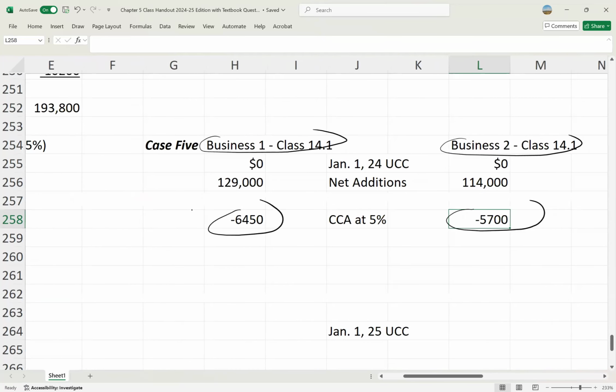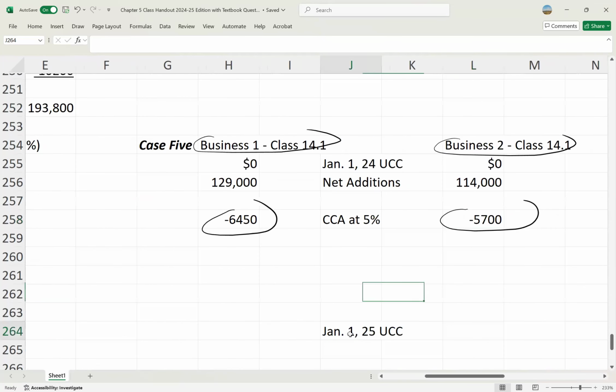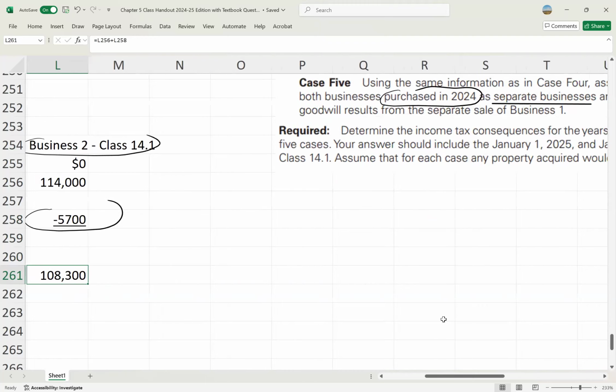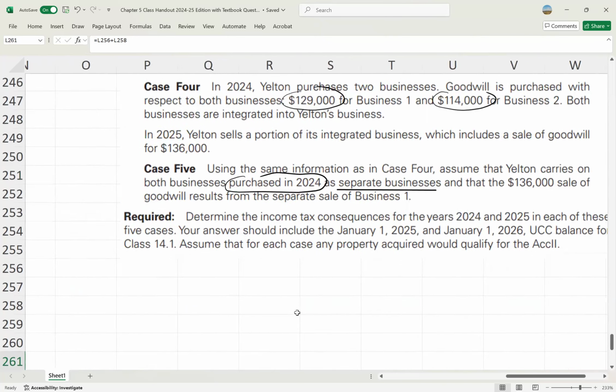What will change, and let's just finish off the calculation here. Let's do the balance going into next year. So now we have two separate class 14.1s. One has a balance of 122,550. The other one has a balance of 108,300. Then we move into 2025, what happens in the following year.